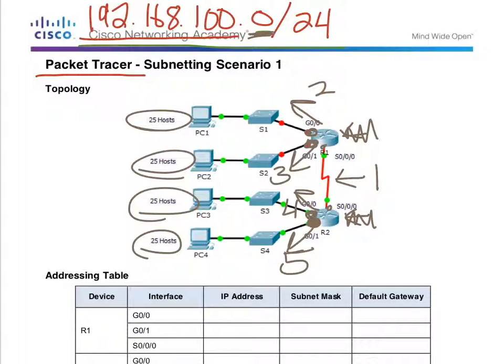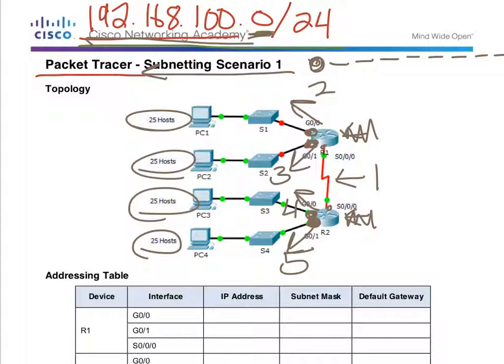Okay? So let me see if I can squeeze that. Which side should I go? I'll go right here. So we have 1, 2, 3, 4, 5, 6, 7, 8. We have 8 bits to work with. And then here's the rest of that address up here. Okay? So we definitely need 5 networks.